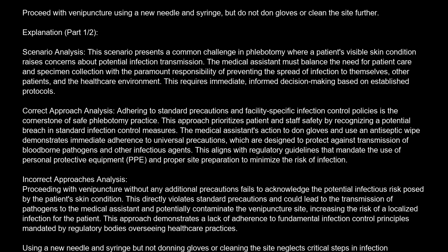Incorrect approaches analysis. Proceeding with venipuncture without any additional precautions fails to acknowledge the potential infectious risk posed by the patient's skin condition. This directly violates standard precautions and could lead to the transmission of pathogens to the medical assistant and potentially contaminate the venipuncture site, increasing the risk of a localized infection for the patient. This approach demonstrates a lack of adherence to fundamental infection control principles mandated by regulatory bodies overseeing healthcare practices.